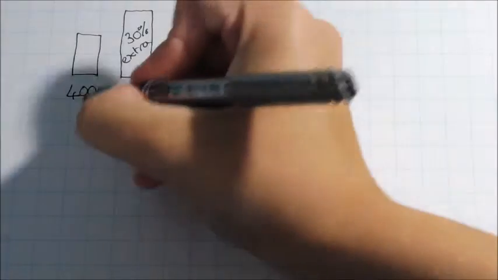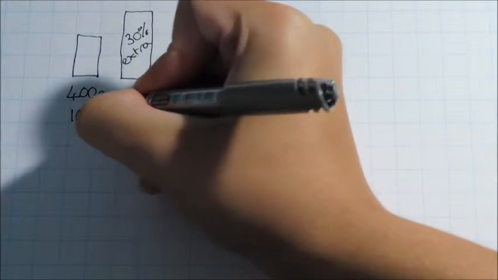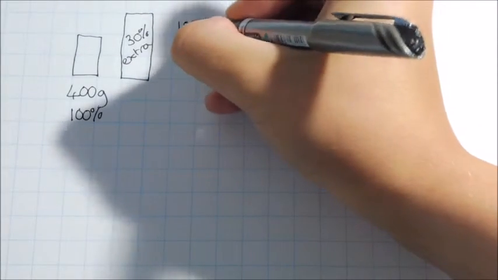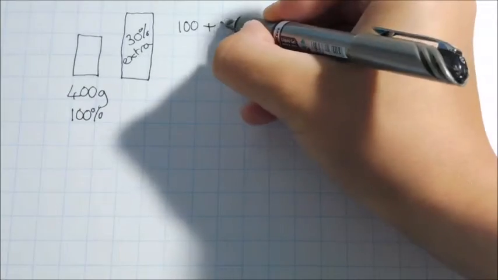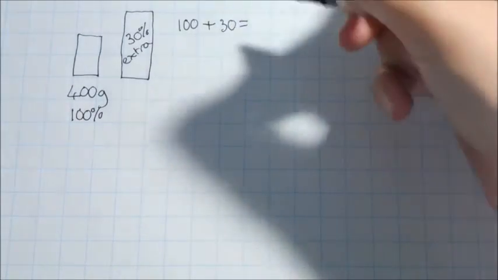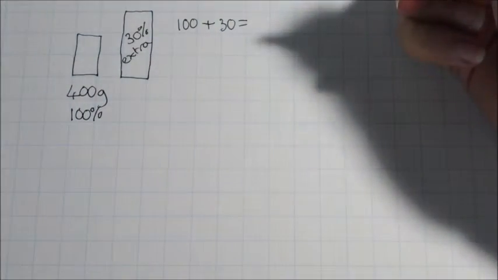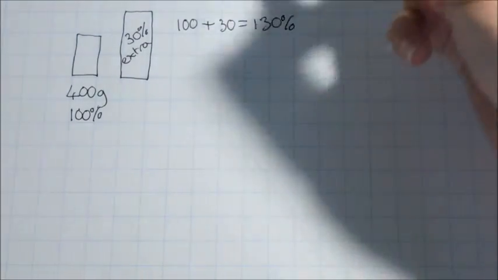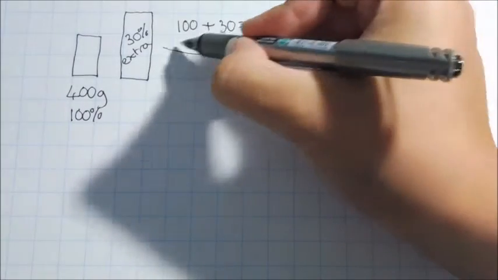So let's say that this first box was 100%. When you got it, it was 100% of what you were expecting to get. No one had eaten any of your cereal before you bought it from the supermarket. So let's say that that one was 100% and this one is 30% extra. So if you already have 100% and you're adding on extra, you know it's always going to be a bigger number. So if your number ends up smaller, you know you've done something wrong. So now you have 130% in this new box of cereal here.